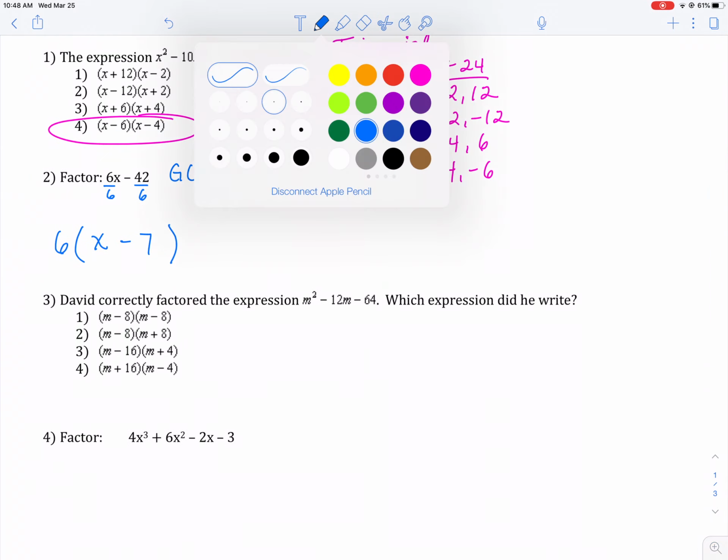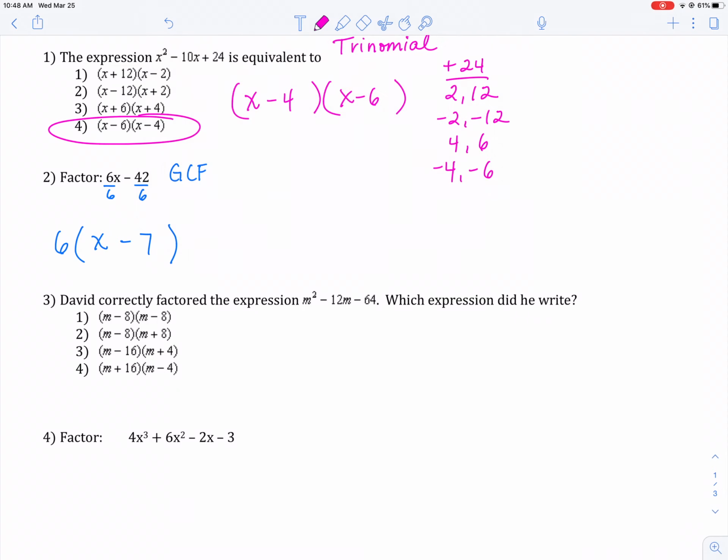Okay. When we take a look at number 3, you have m squared minus 12m minus 64. So here, there's no greatest common factor between all 3. They don't all have an m. Can't be the difference of 2 squares. There's 3 terms. And it can't be grouping because there's 3 terms. So it's a basic trinomial. Open your 2 sets of parentheses. M and m are going to come down in front.